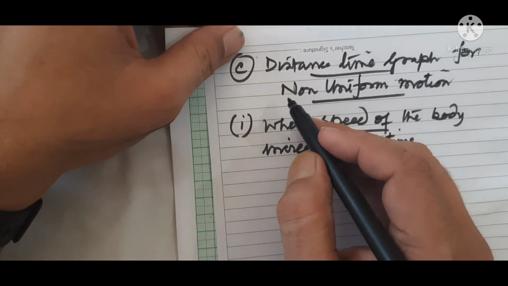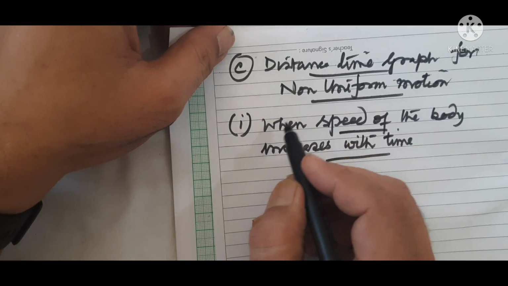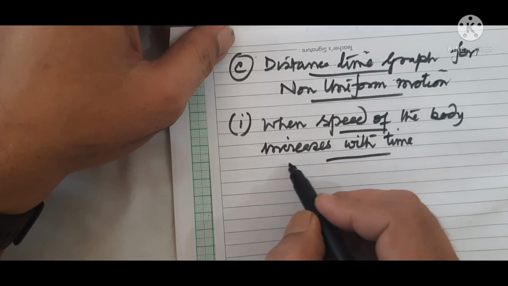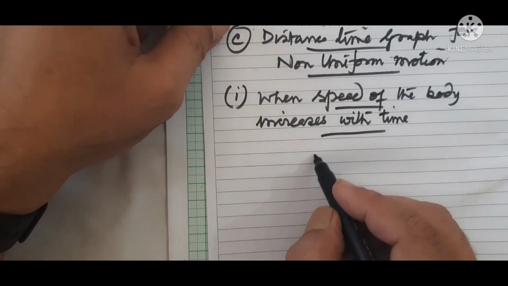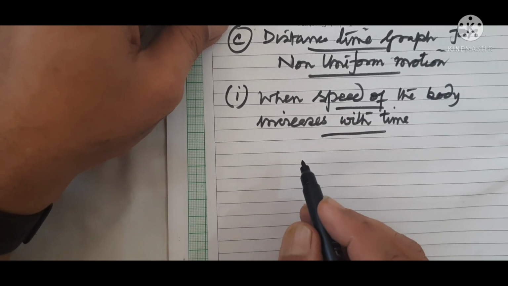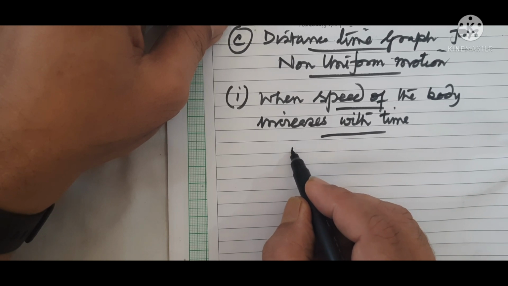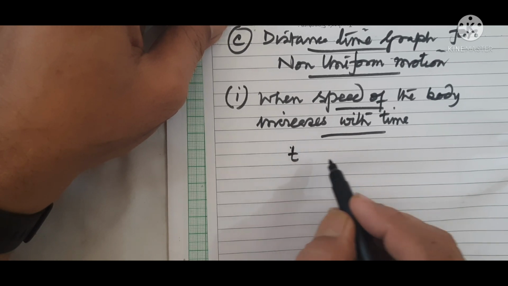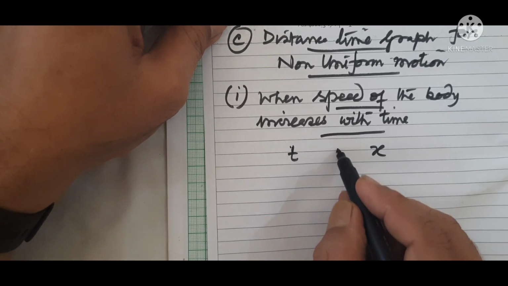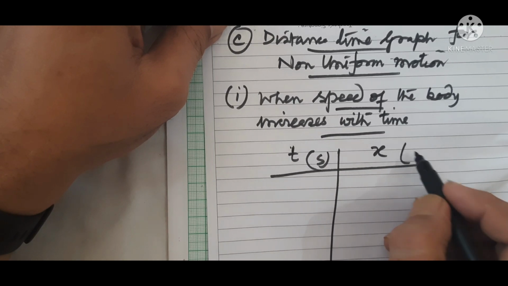Next case is the distance time graph for the non-uniform motion. Here two cases arise. Number one, when speed of the body increases with time. Take some table and then we have to draw the graph for non-uniform motion. Say for example, one data I am taking, t in second and distance in meter.